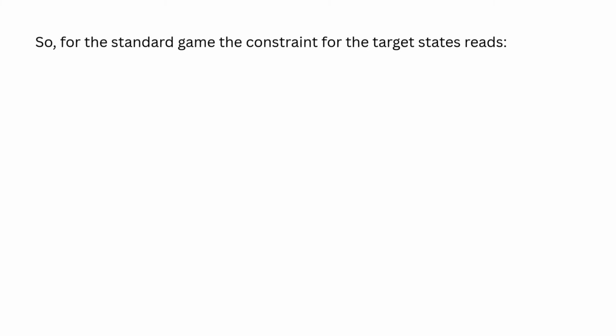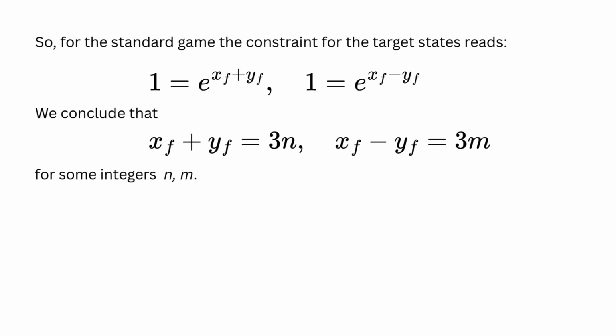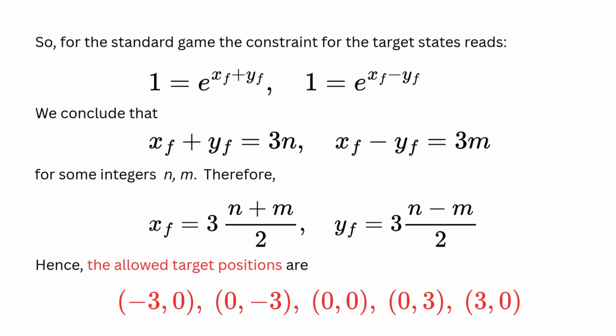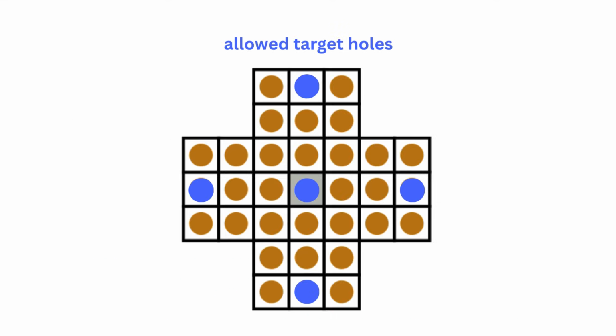So, in the standard game, the constraint for the allowed target position reads as follows. We conclude that the sum and difference of the coordinates for the final position must be multiples of 3. Therefore, the coordinates themselves must be multiples of 3. And hence, for the standard board, only 5 holes can be chosen as the target holes. Here is a visual representation of the result if you prefer it.